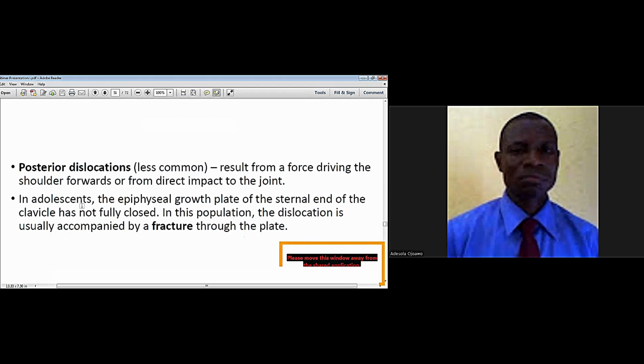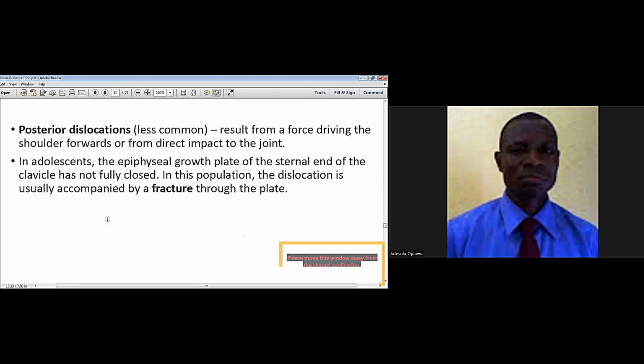In adolescence, the epiphyseal growth plate of the sternal end of the clavicle has not fully formed. Therefore, it can be easily fractured and make the clavicle dislocated, at least superiorly. Right. I think we are getting gradually to the end of the show.